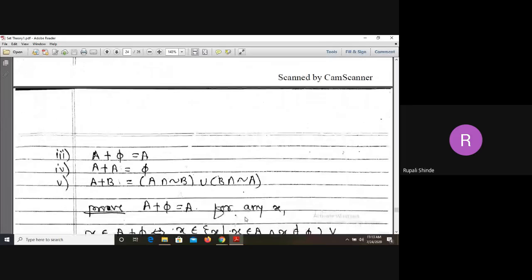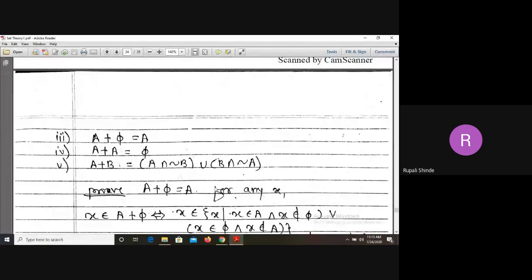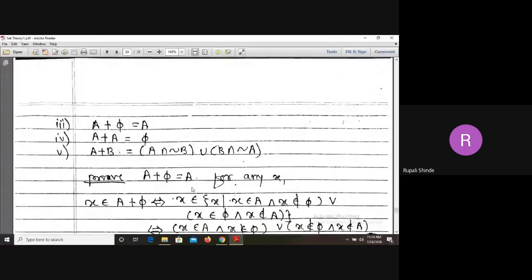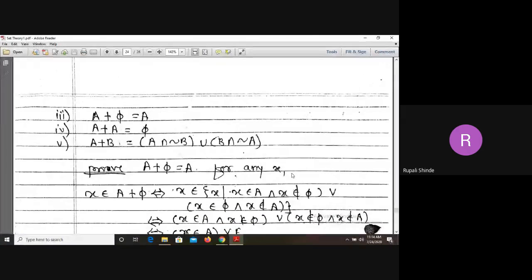Okay. Now we have to prove A plus phi is equal to A. Okay. So how can we prove this? Consider any element x. Now x belongs to A plus phi. So what is the meaning of A plus phi? We will keep this x belongs to as it is. So now replace this A plus phi by its definition: x belongs to A and x does not belong to phi, or x belongs to phi and x does not belong to A. Okay. So what is the meaning of this?